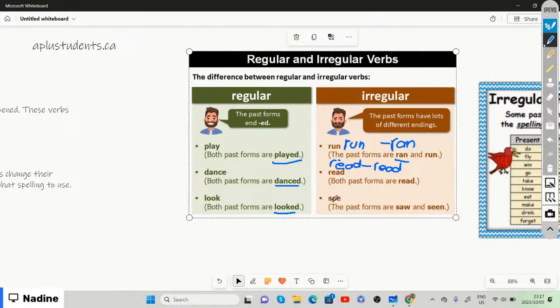So see is our present tense. And in the past, we can say saw, or we can say seen. And as you can see, the spelling of that word changed from S-E-E to saw, S-A-W.